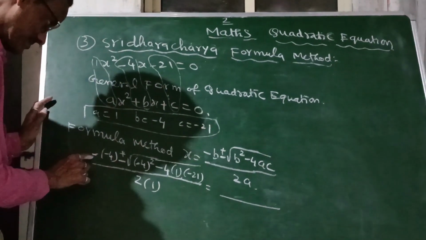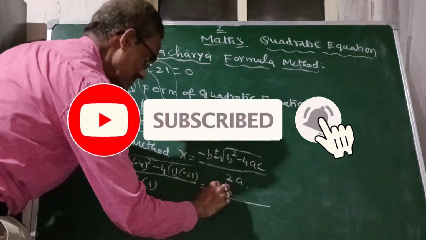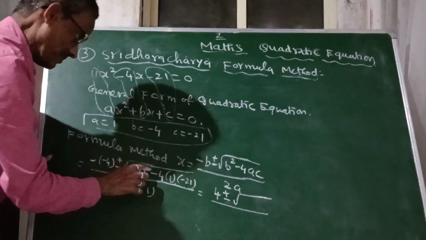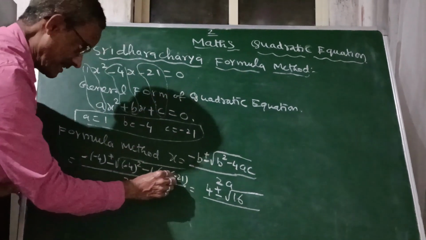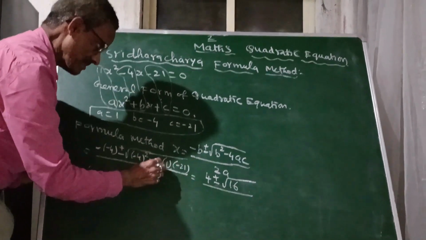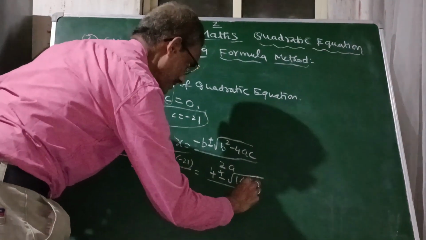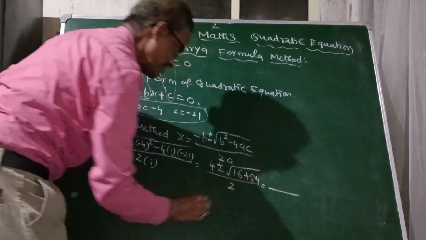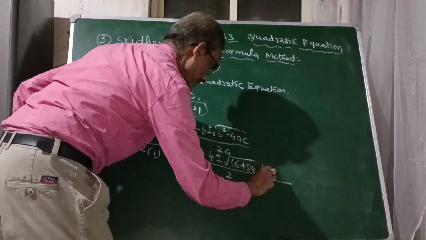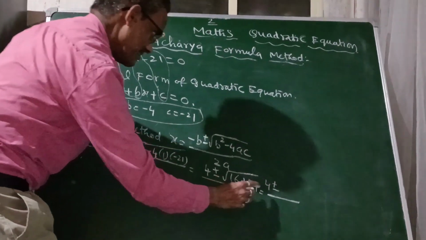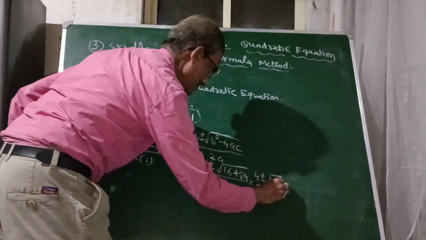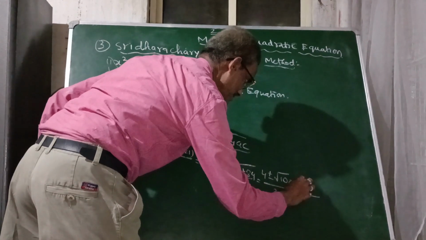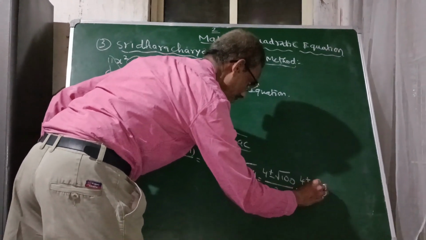What will you get? Minus into minus 4 becomes plus 4. Then write plus or minus the square root of (-4)², which is 16, and here the minus is there, so both become plus: 4 × 21 is 84, so plus 84. Divided by 2 × 1, which is 2. Now simplify this again: 4 ± √(16 + 84) divided by 2. How much do you get? Square root of 100 divided by 2. The square root of 100 is nothing but 10, we already know. So you will get 4 ± 10 divided by 2.